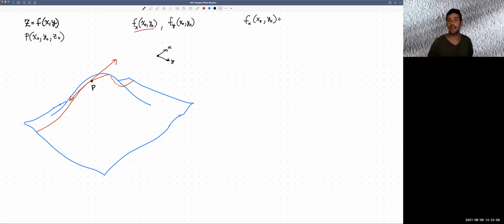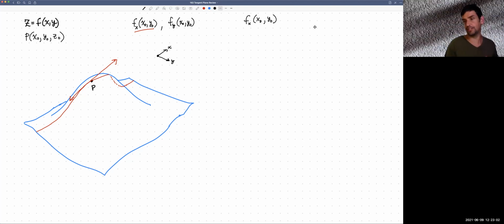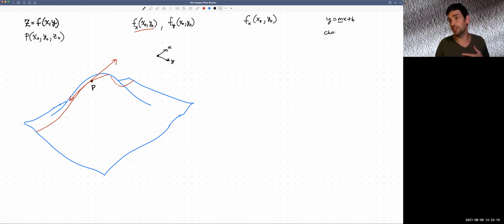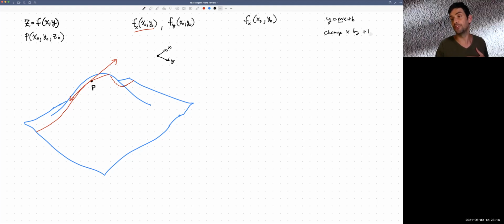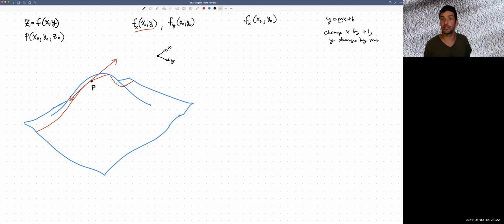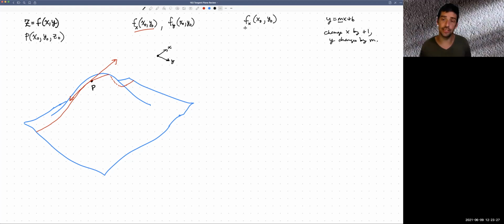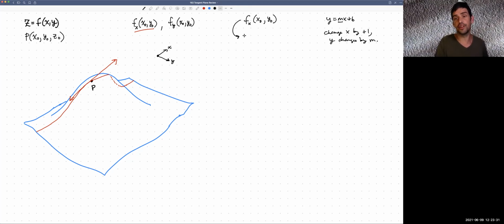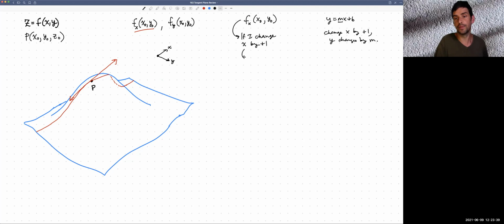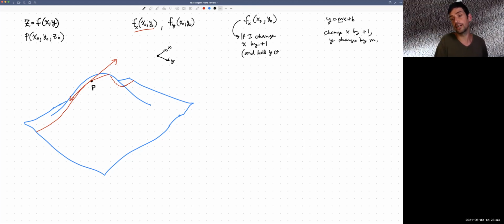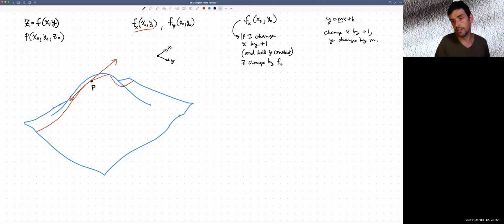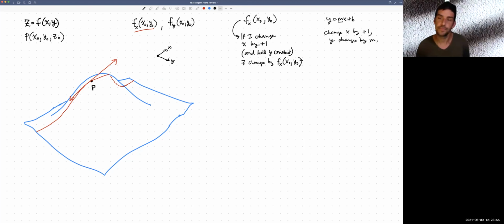the slope of a tangent line tells me that, actually, let's do it in terms of a tangent line. If I just think of y equals mx plus b, what does this slope m mean? It means if I change x by +1, y changes by m, right? If m is positive, y goes up. If m is negative, y goes down. Well, now this is telling me how z changes as x changes, okay? So this number is telling me if I change x by positive 1 and hold y constant, z changes by this number.